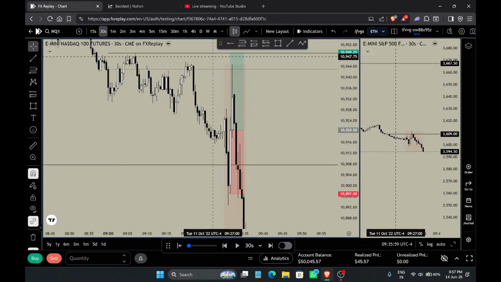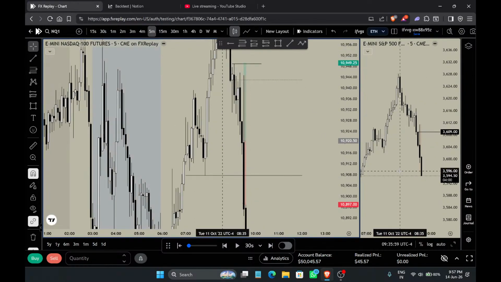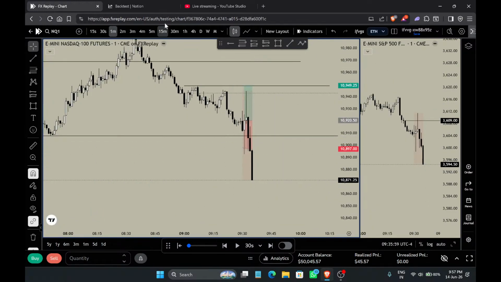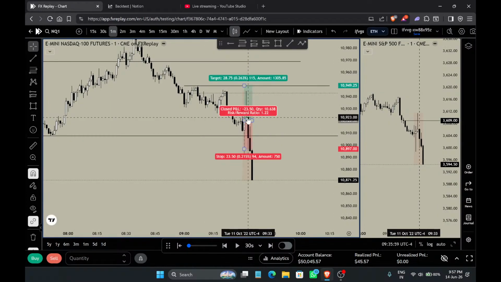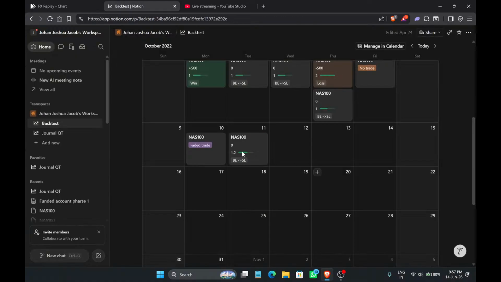We targeted that 15 minutes and put the break even on the 5-minute FVG on ES. What happened was the 5-minute FVG got respected and pushed us lower. We got break even on the trade. That was the trade we saw here. That's the trade idea. 1.2 R, sorry, it's 1.2, 1.4. The break even rate.